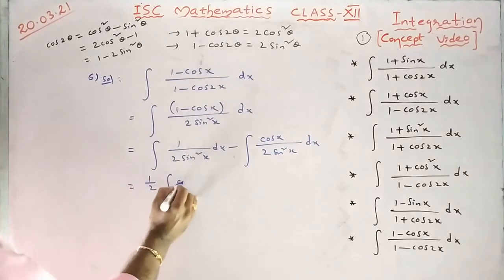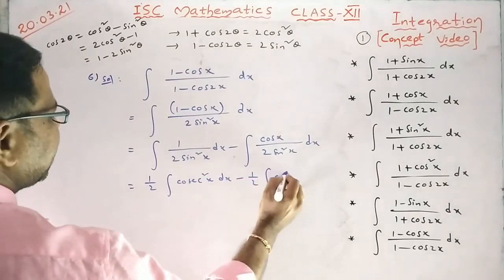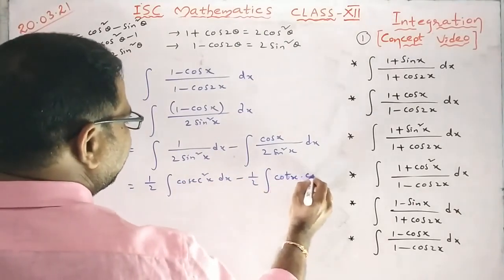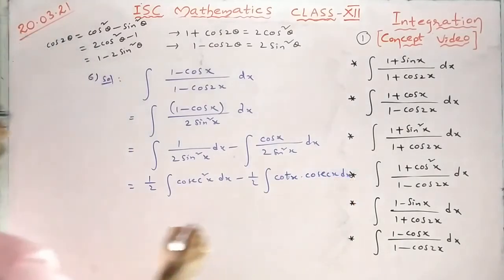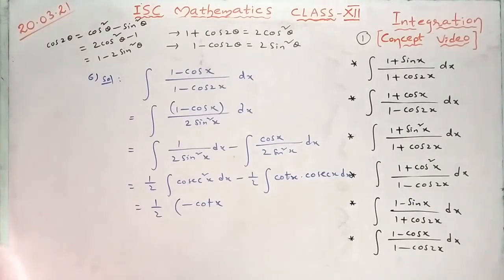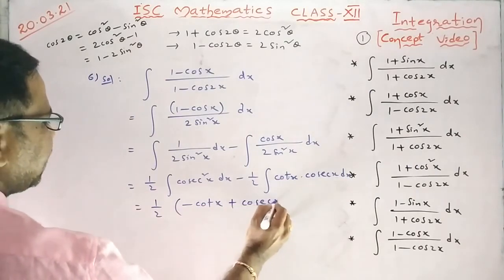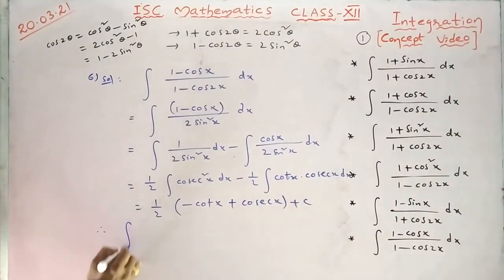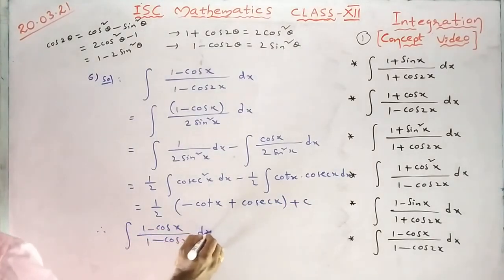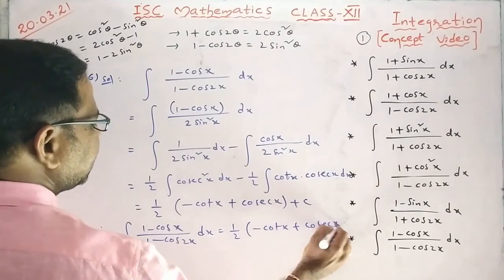So 1 by 2 integral cosec square x dx minus 1 by 2 integral, cos by sin is cot x, 1 by sin is cosecant x dx. So half of cosecant square x integration is minus cot x, and cosecant x cot x integration is minus cosecant x. Already minus is there, plus will come. Therefore, integral (1 minus cos x) by (1 minus cos 2x) dx equal to half of (minus cot x plus cosecant x) plus c.